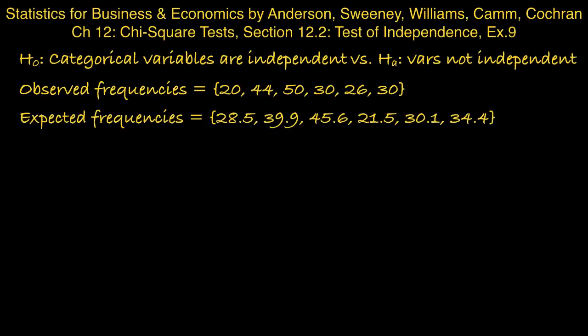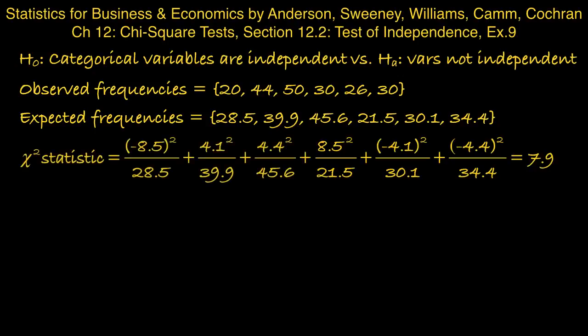Next, to calculate the chi-squared statistic, we take the difference between the observed and expected frequency, square it, divide by the expected frequency, and then sum over the 6 entries in the table. And if we do that, we obtain 7.9 for our test statistic.